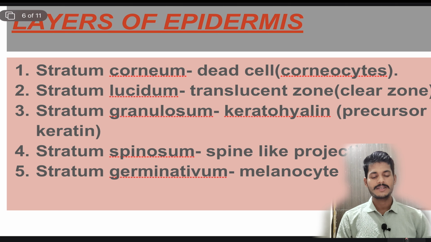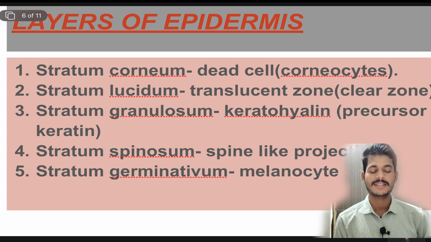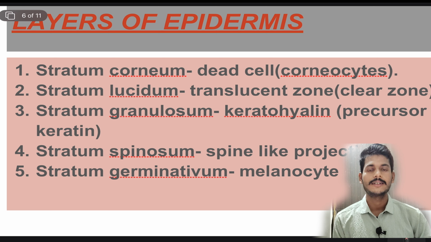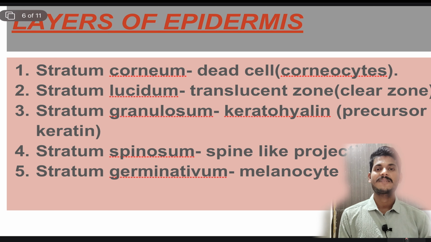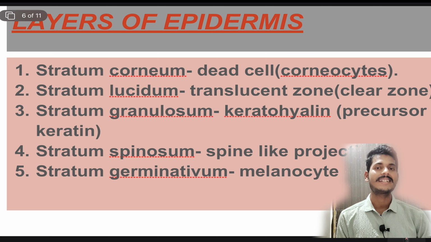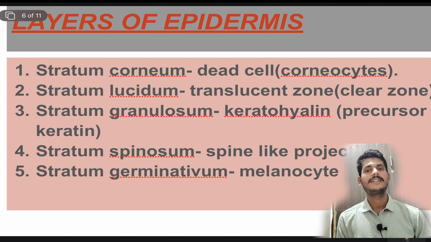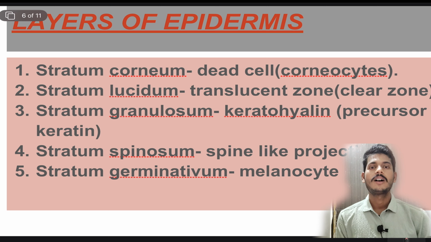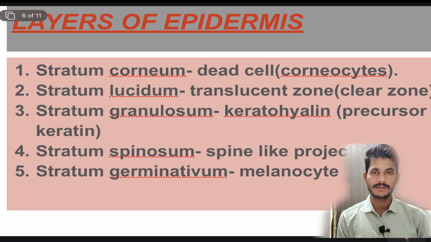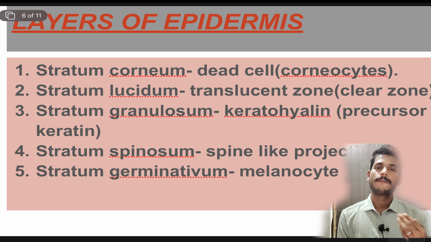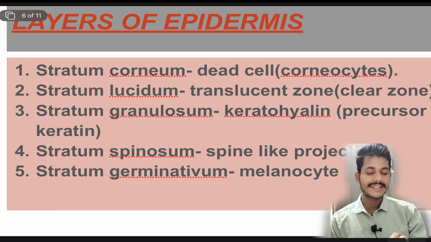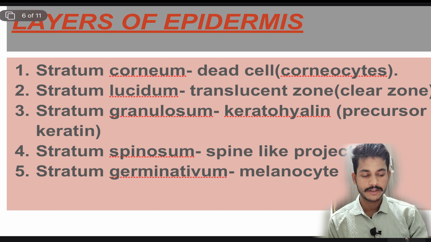Now, the next layer is the stratum spinosum. This stratum spinosum is basically a spine-like projection. And the last layer is characterized by the presence of melanocyte. You know that melanocyte is a special kind of cell which secretes melanin, and melanin is the one which decides the skin color. If too much melanin is present, a person has a black appearance. If there is less melanin concentration in the skin layer, then a person has fair skin. Fine, no problem. So you have to remember these layers along with their characteristics.